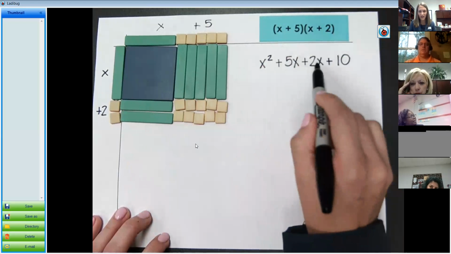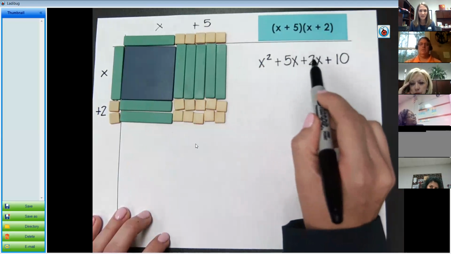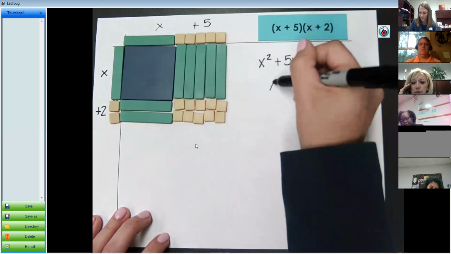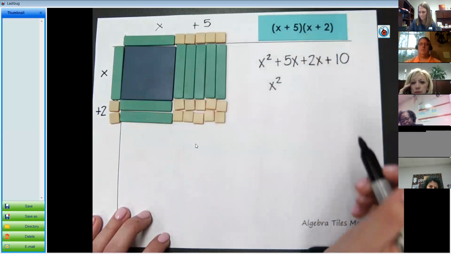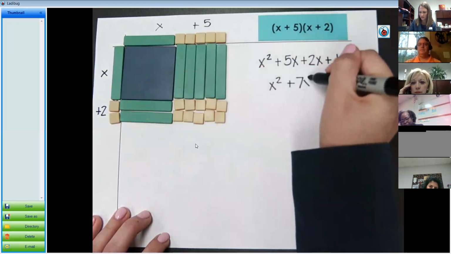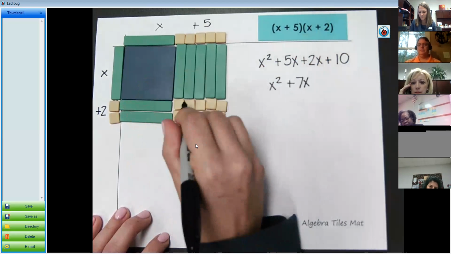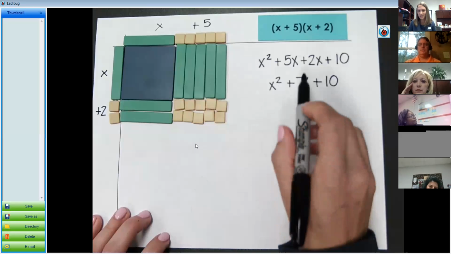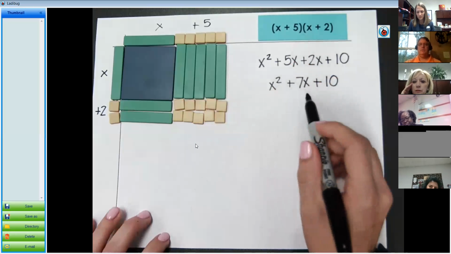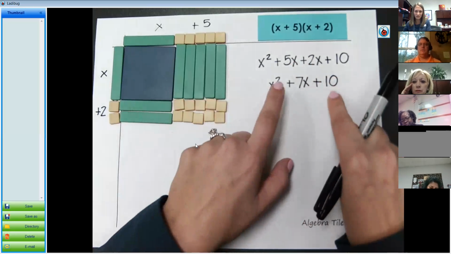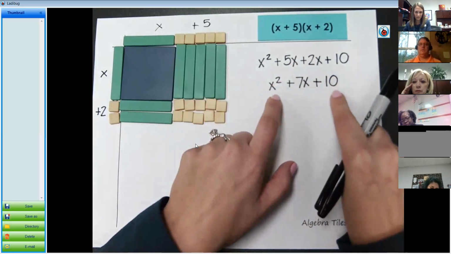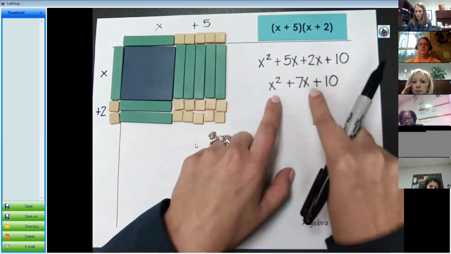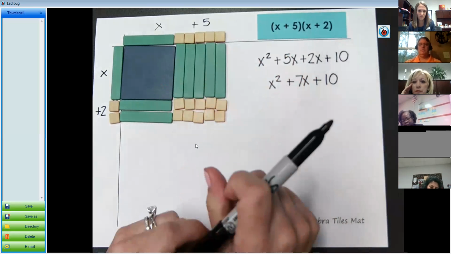So really, I have a total of 7 x's. So I have 1x squared, 1 unit of that. I have 7 of my x variables, and I have 10 of my 1 units. And there's my answer. So the times when a lot of our students just see the first and the last when they're multiplying, this visual helps them see why we have the 7x also.